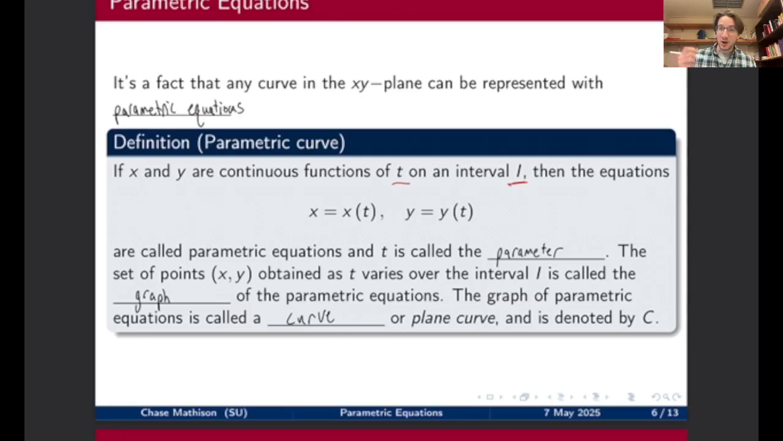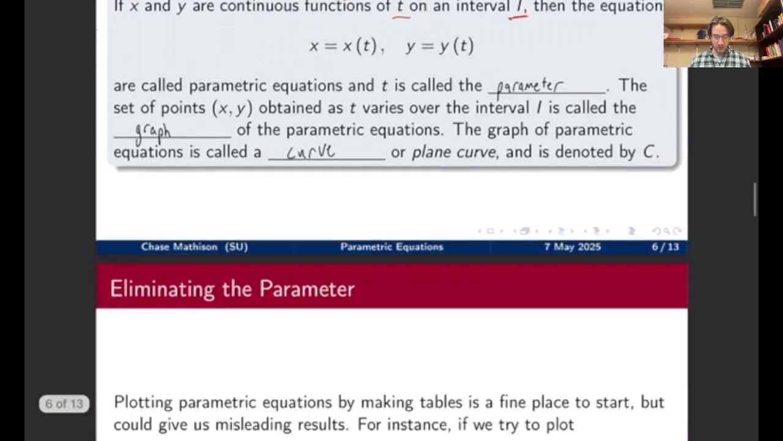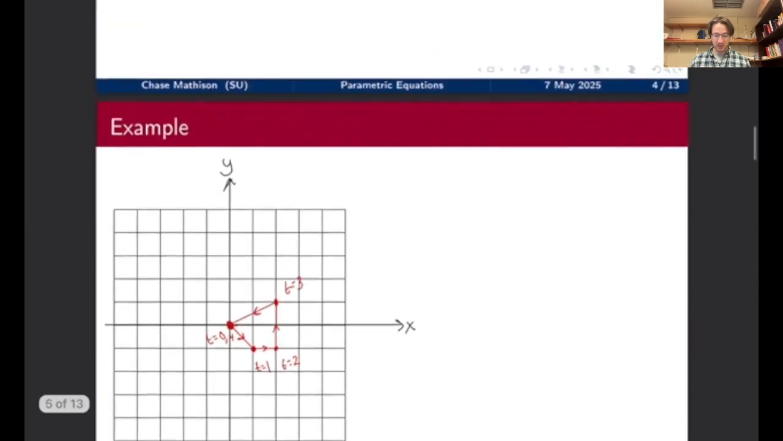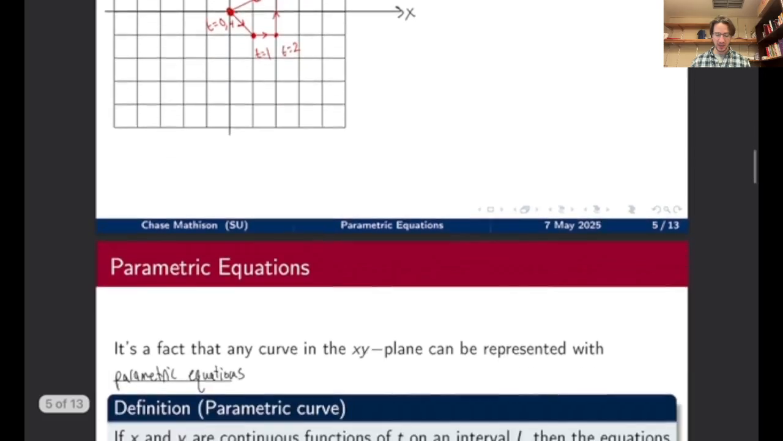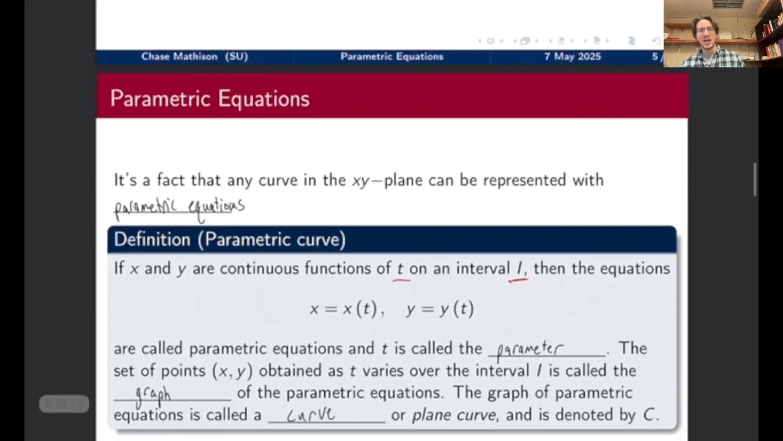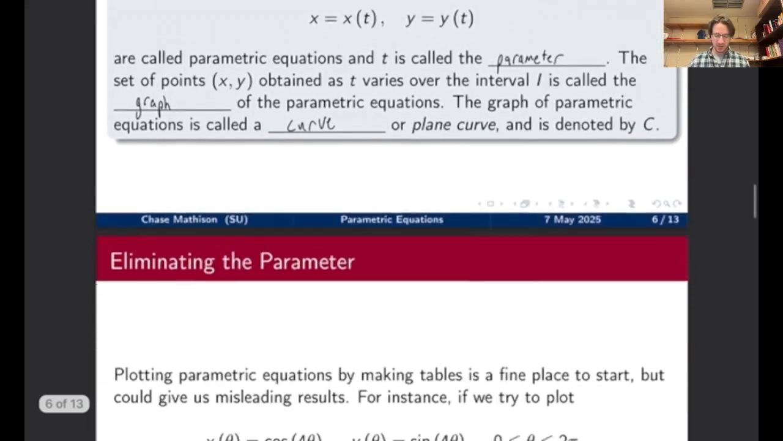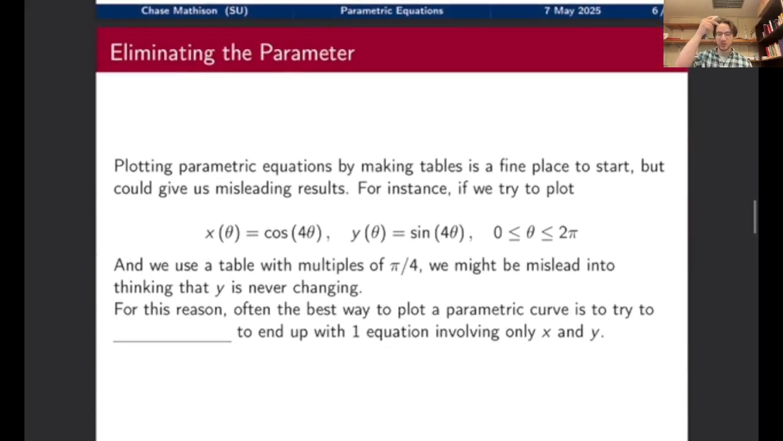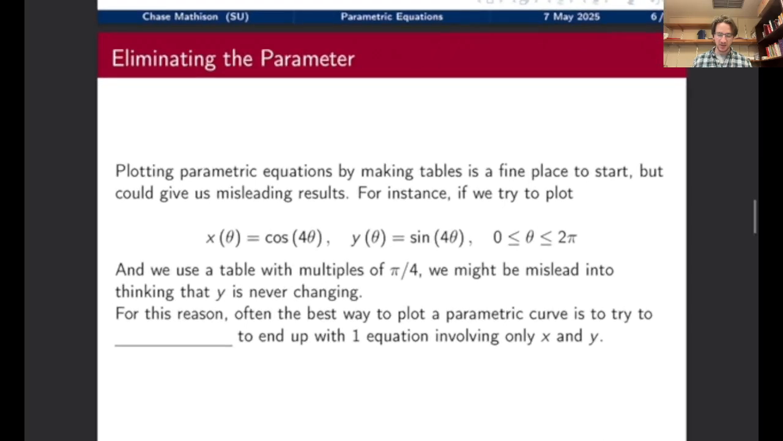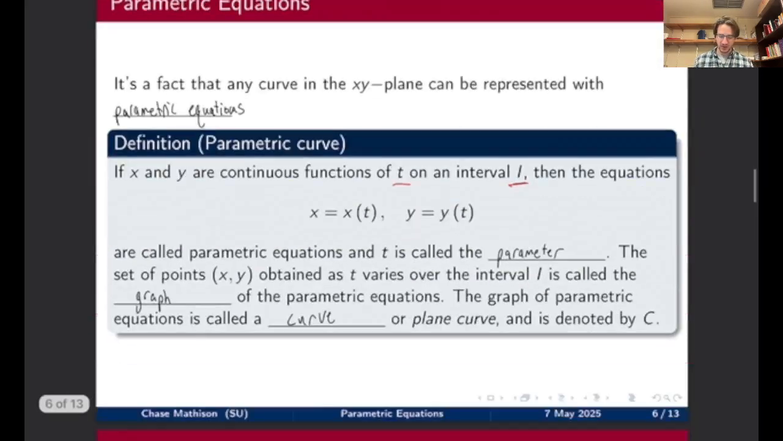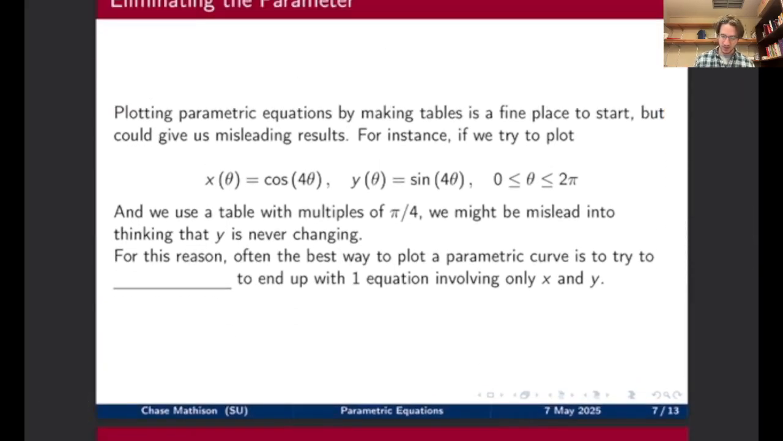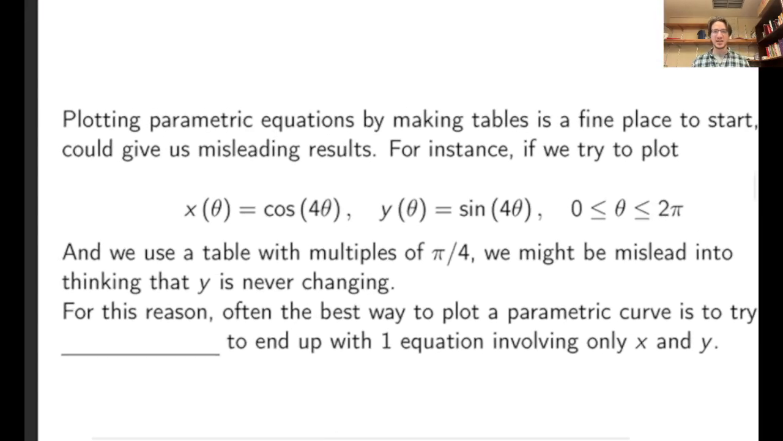All right, so how do we plot parametric equations? Well, we could do what we did up here and just plot individual points and then connect those points smoothly. However, sometimes that could lead us astray. Let's see what happens if we try to do that with these parametric equations right here. Let me just give myself a blank page. If I try to graph these parametric equations, x of theta, so the parameter is theta here, not t, but it really doesn't matter. x of theta is cosine of 4 theta, y of theta is sine of 4 theta.